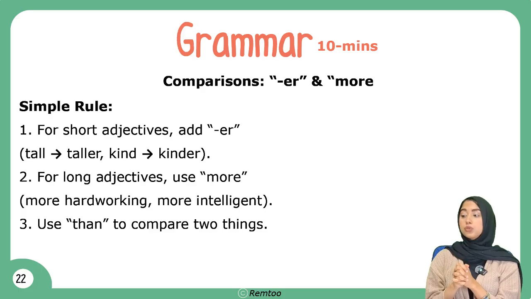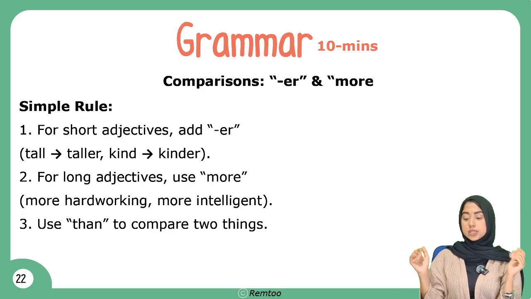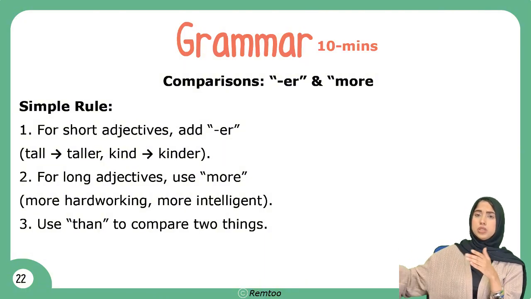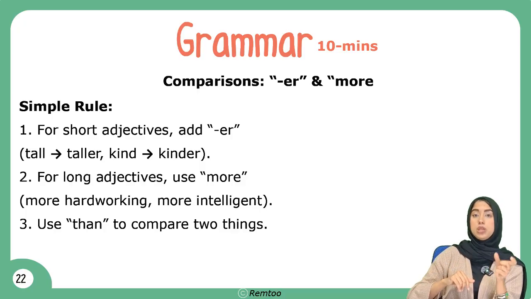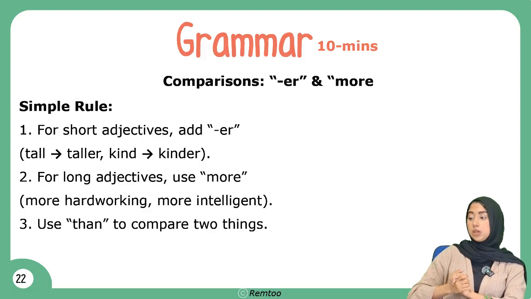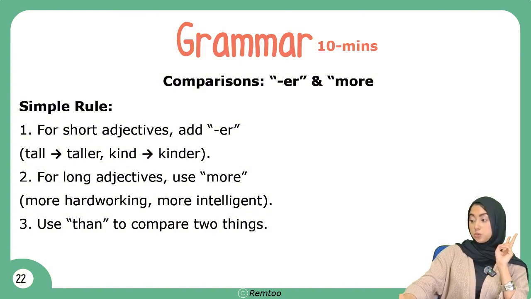All right? While for the long adjectives, just leave the word as it is and just add the word more before it. So for example, hardworking, it's a long one, right? Just add more. So it will be more hardworking or more intelligent. Good, good. And of course, use than to compare two things, like shorter than, more intelligent than, and so on. Well, here we have to go to our second practice, and simply all you have to do is just to choose the correct answer.